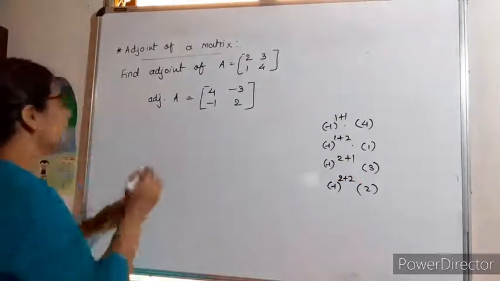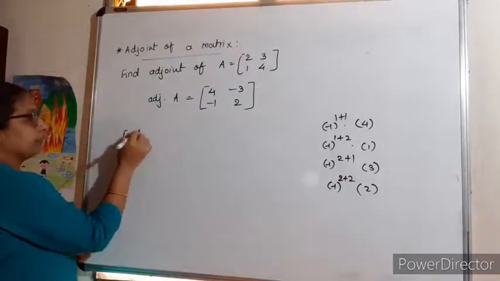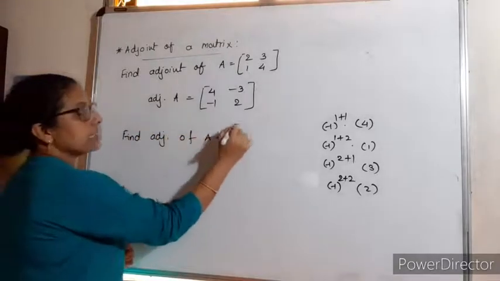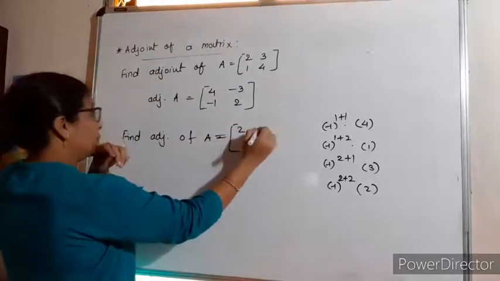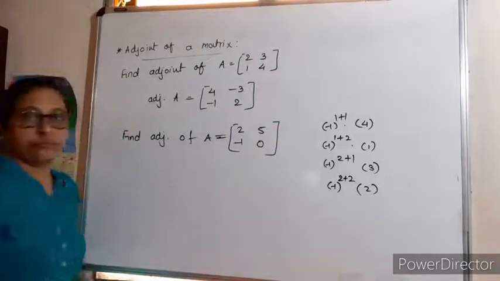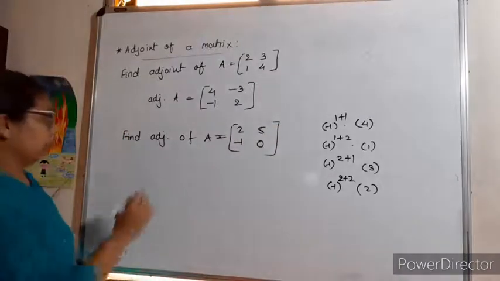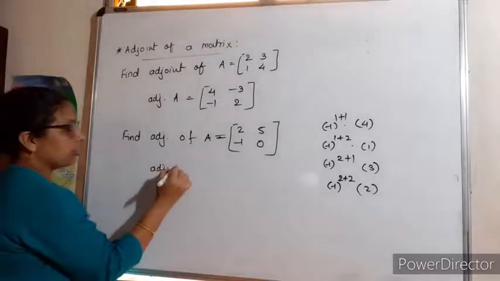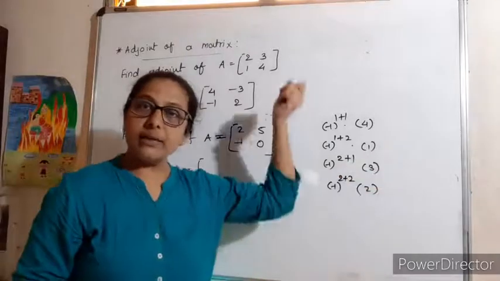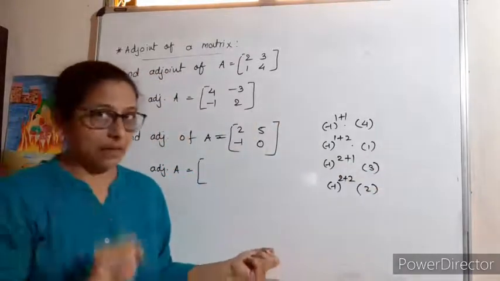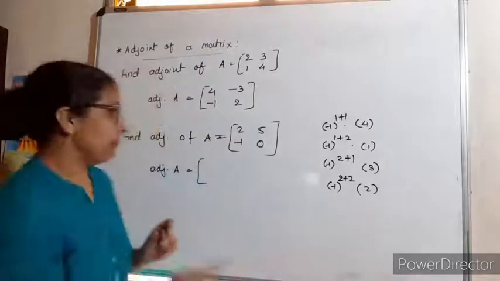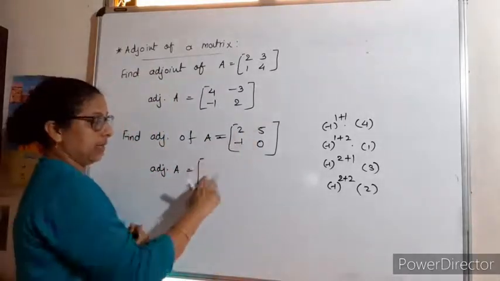So if you want to find, suppose adjoint of A is equal to 2, 5, minus 1, 0. Now what you will do? We will write adjoint of A is equal to. Find row wise, write column wise. Keep in mind, which are the two places where you have to change the sign? This is the two places, here and here.